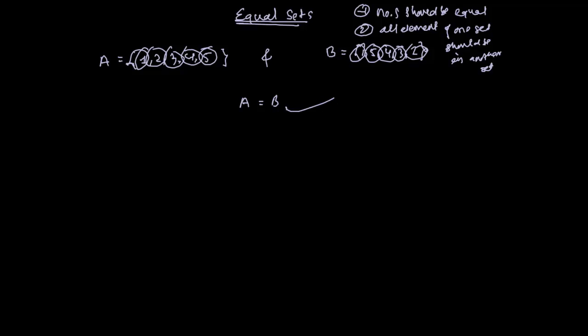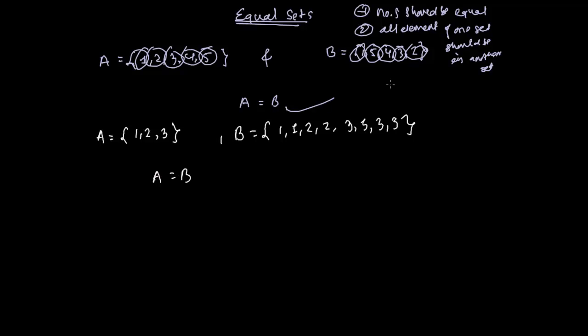Alright, and if someone writes A equals 1 2 3, and someone writes B equals 1 1 2 2 3 3 3 3. Now can I say that A equals B? Yes, again I can say A equals B. You might be asking why, since I already told you the number should be equal, but here the number is huge. Here there were 3 numbers, but here there are 8 numbers. So how can I say these are equal?